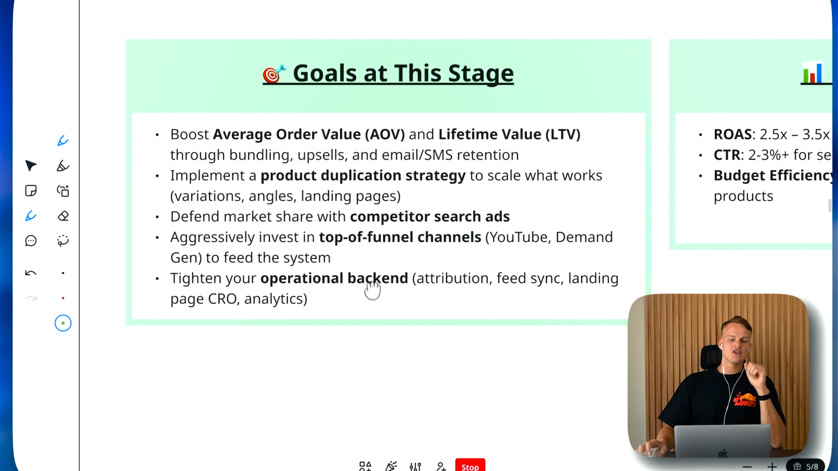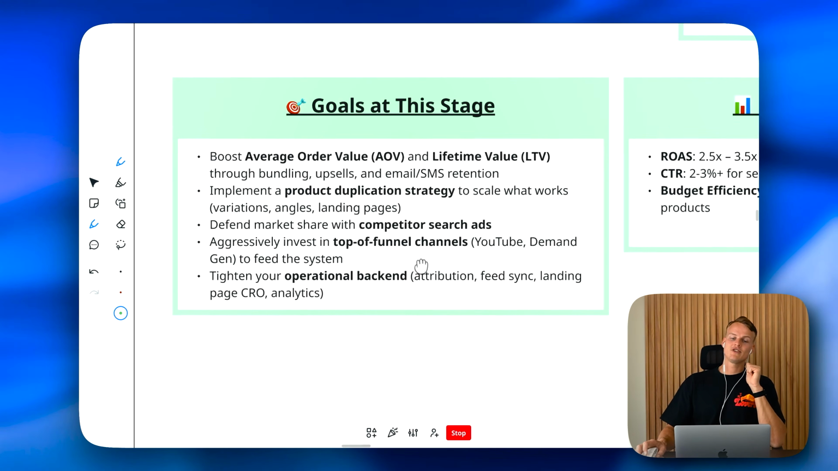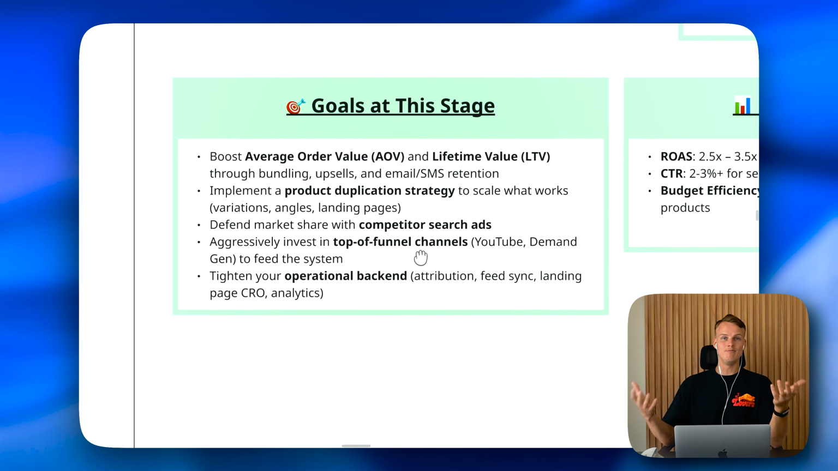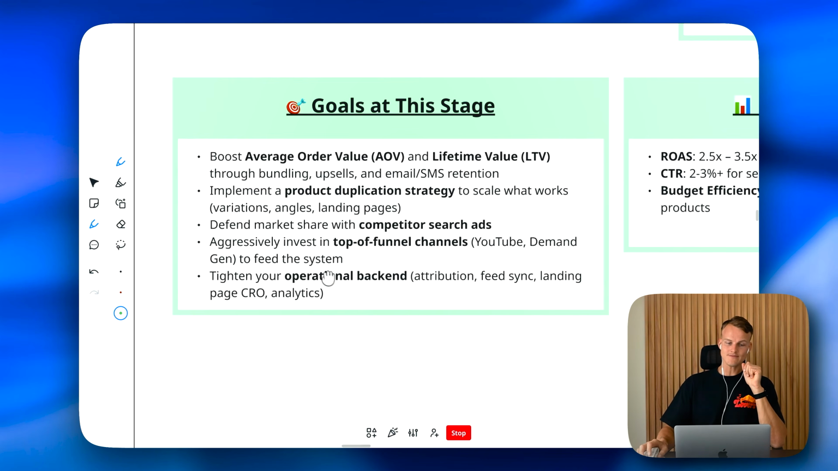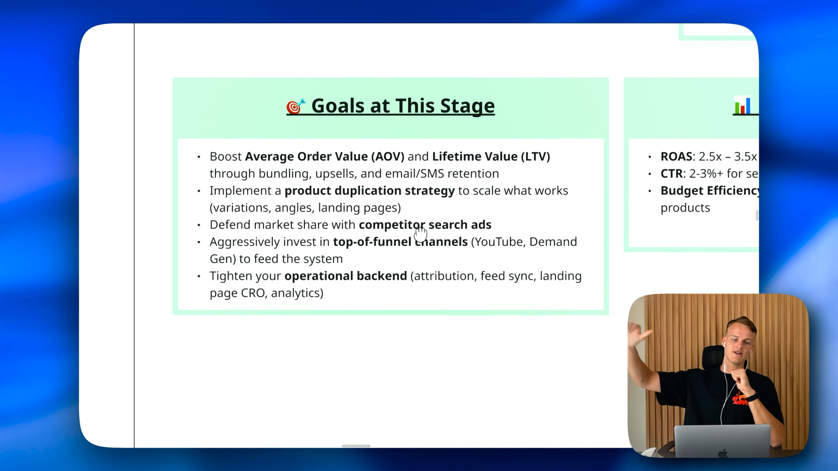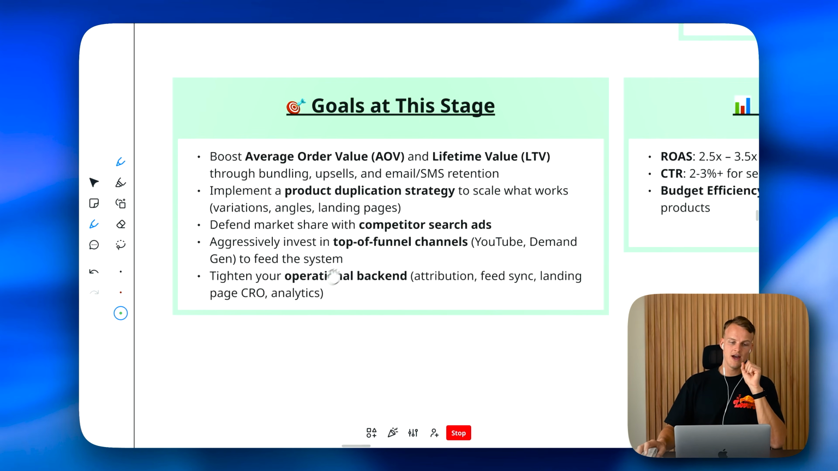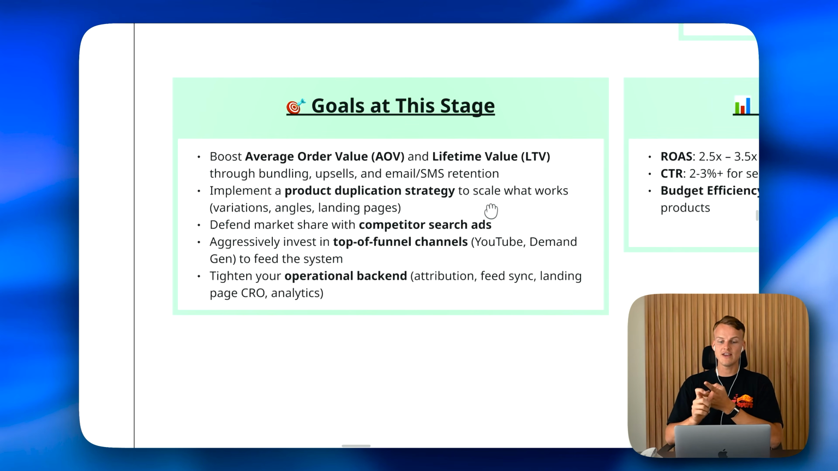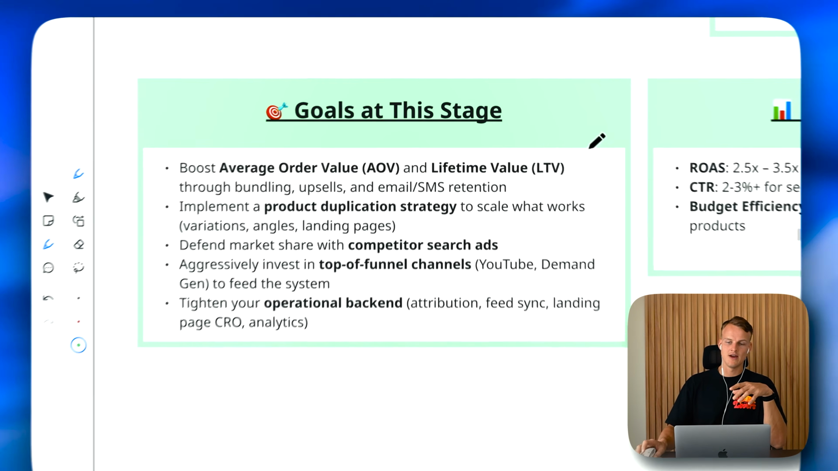You want to defend your market share with competitor search ads, which you can add in as well. So if you have a big competitor and you know you have a better product, you can just legally bid on their branded terms. You can aggressively invest in top of funnel channels like YouTube, demand gen to feed the system. And here again, you'll see an uplift in your branded traffic, right? And your overall performance. And you want to tighten your operational backend. So attribution, server-side tracking, feed sync, landing page hero, analytics, and basically your team.